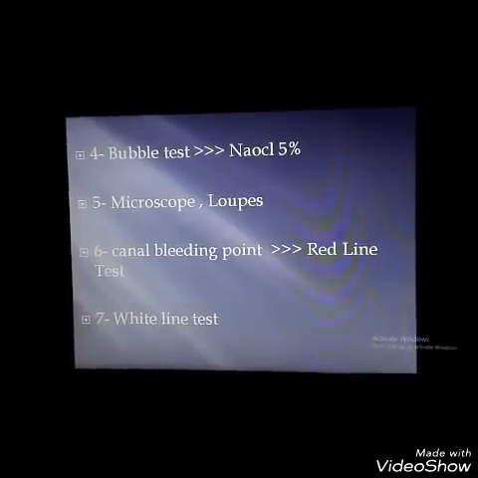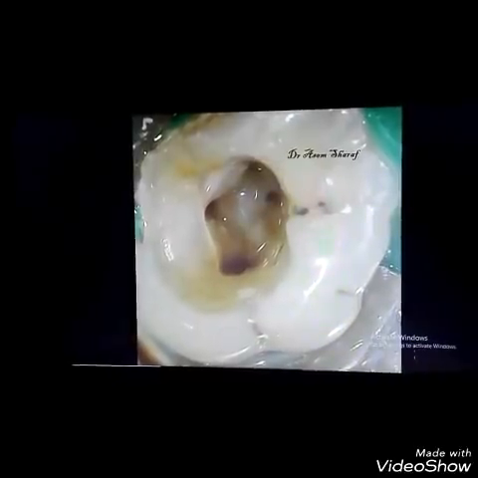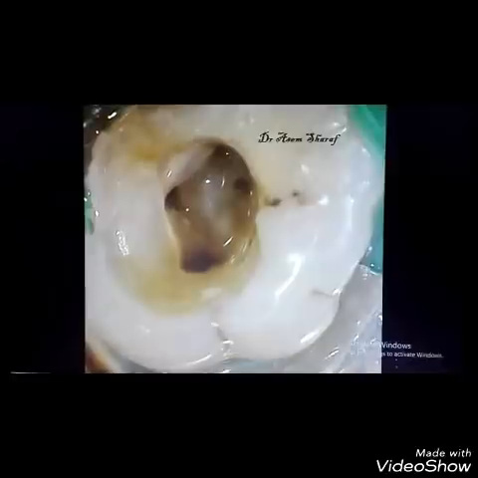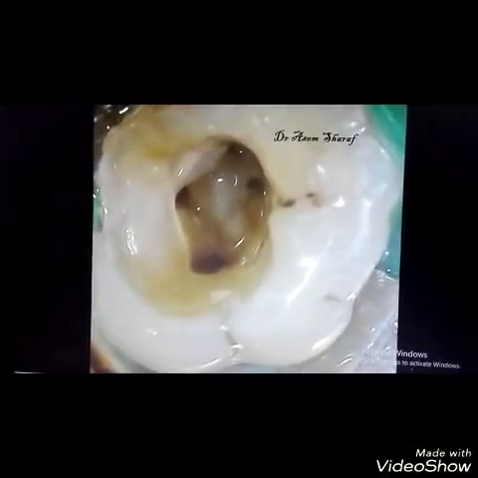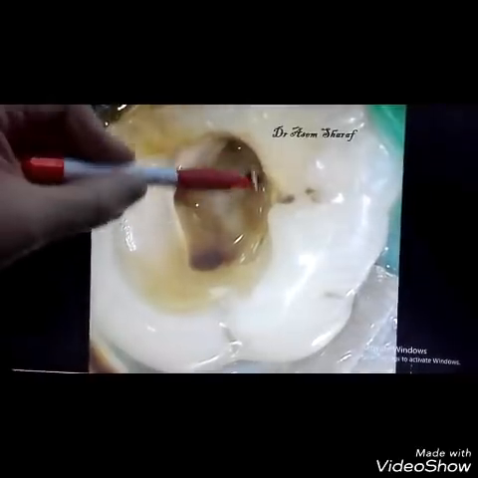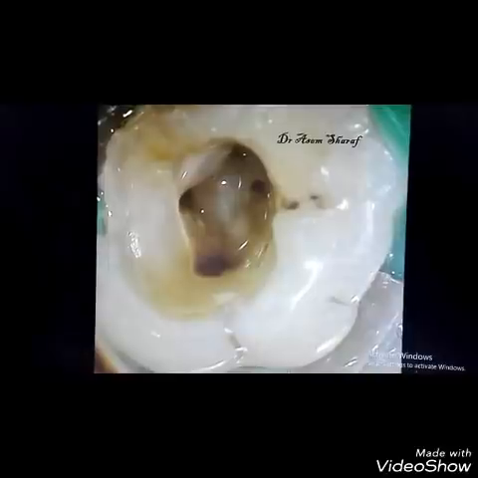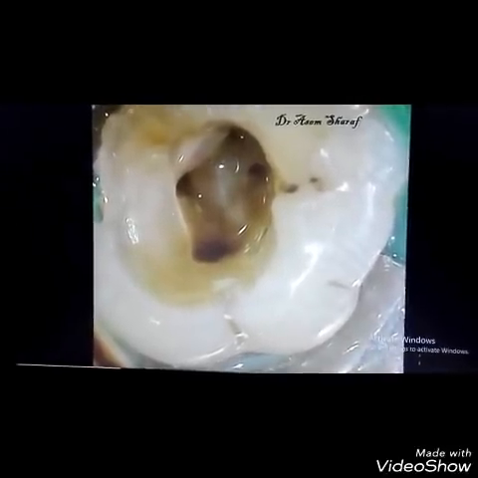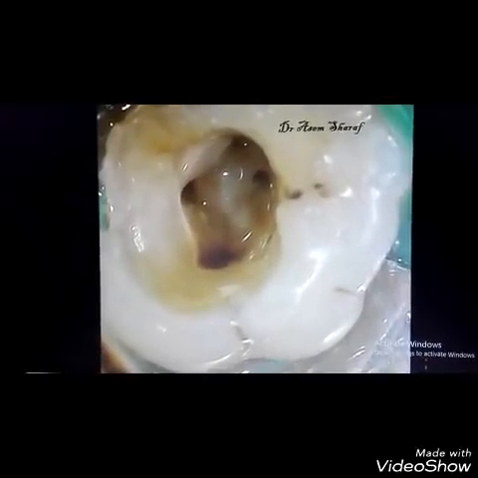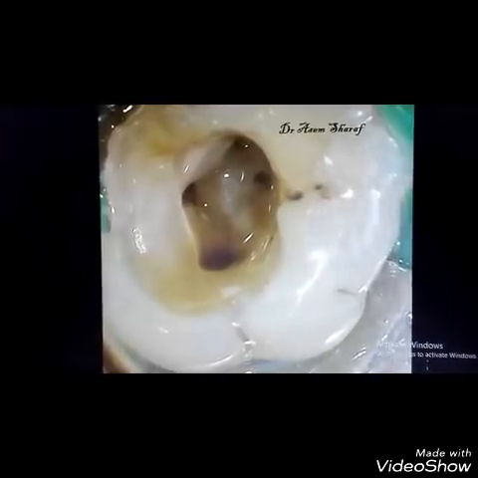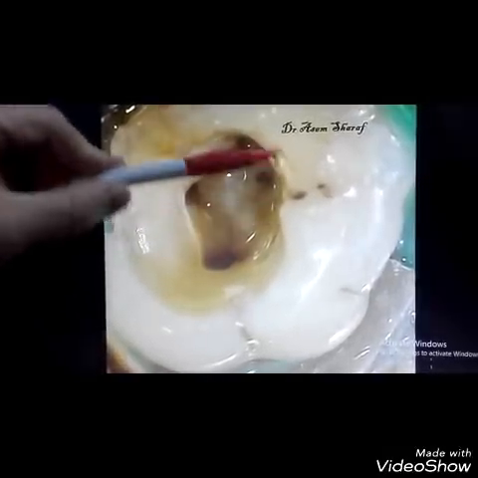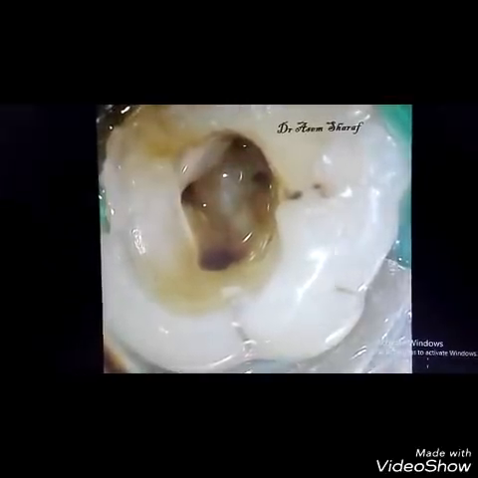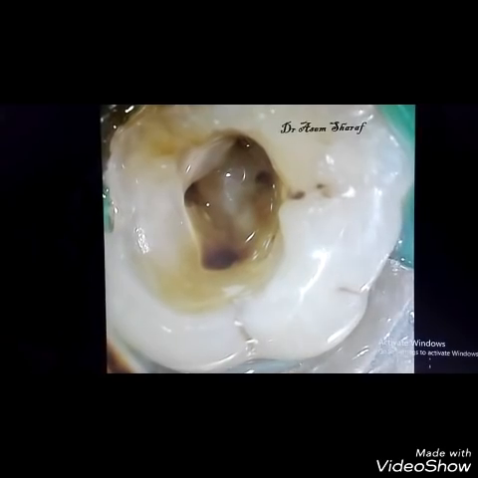While about the white line test, what do we mean by white line test? Suppose you open this access cavity and you locate MB1, distobuccal and palatal canals, and you want to locate the MB2. If you see at this point a white line, what's this? It means dentine dust, either from a necrotic tooth or from dentine dust from the access cavity made without suitable water coolant. This will accumulate at the canal orifice and give you a white spot that indicates this is the canal orifice. This is what we mean by white line test.